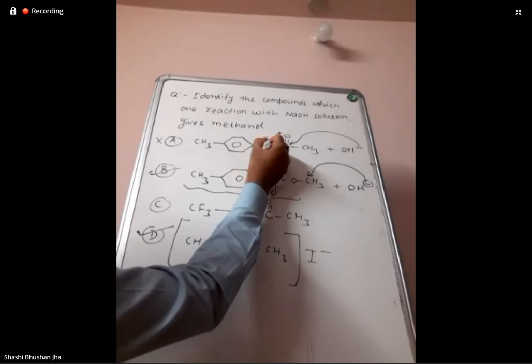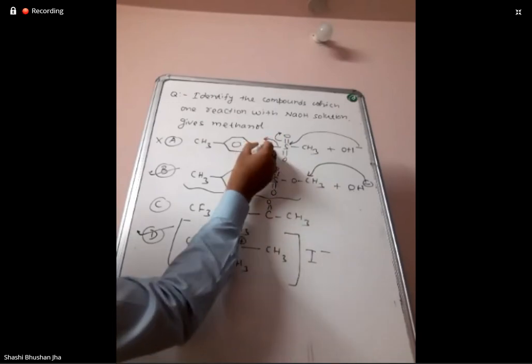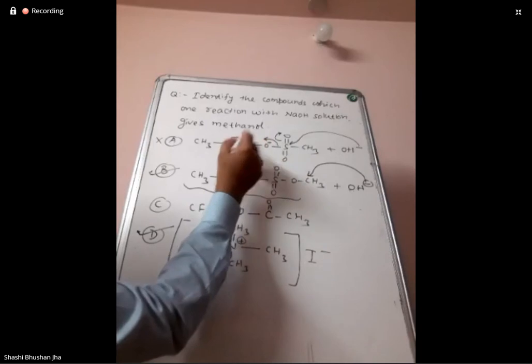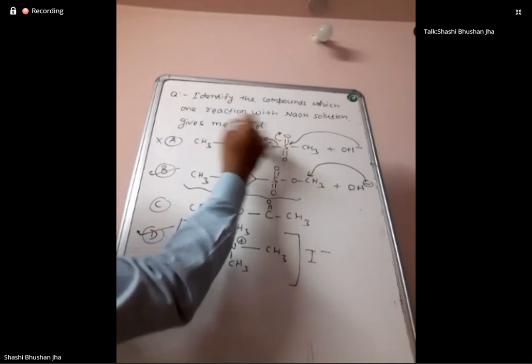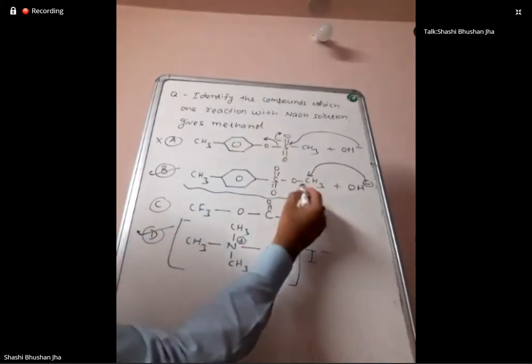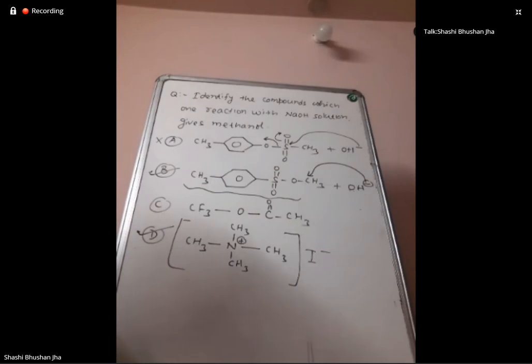Here, it can depart as O minus. This is a relatively better leaving group because this negative charge will be in conjugation with this benzene ring. So here the negative charge is relatively stable, so it can come out as a leaving group. But from here, departure of this methoxide as a leaving group is almost impossible. That is very, very difficult.